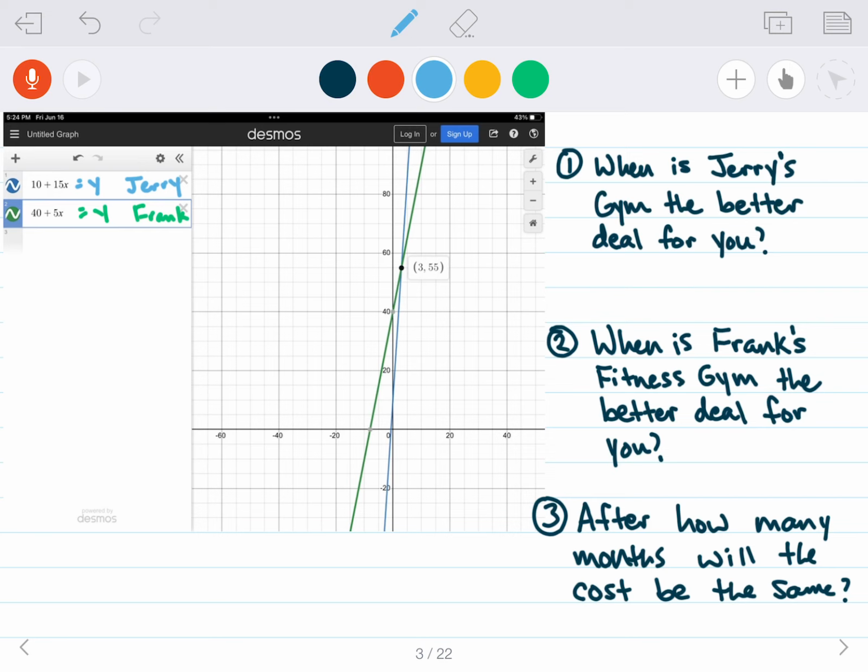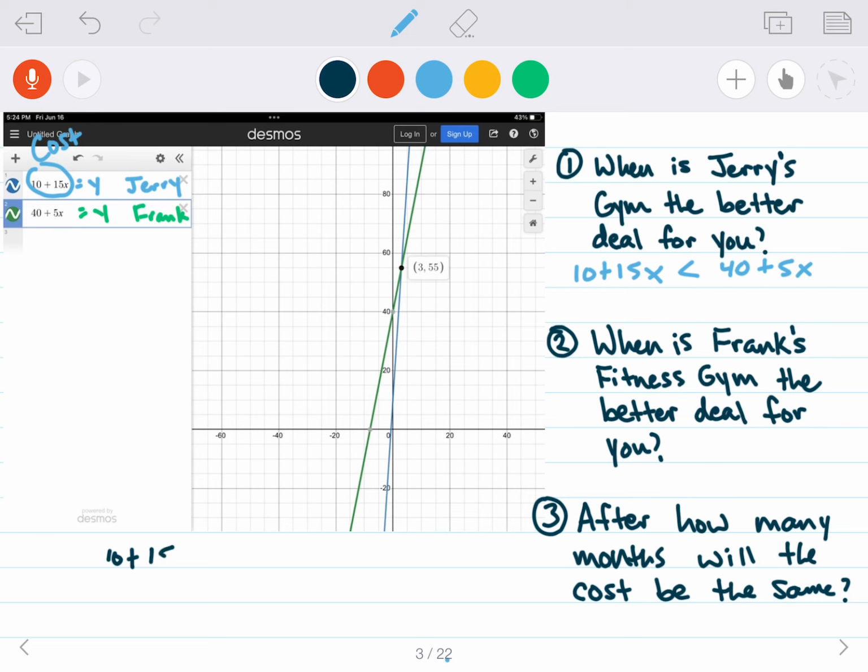So the way that we can set this up, the cost of Jerry's gym we just said was 10 plus 15x. That's the cost, it equals y. Y is the cost. So what we want to say is, when is the cost of Jerry's gym, 10 plus 15x, less than the cost of Frank's gym, which is 40 plus 5x? And I'm going to do this off to the side just to show you guys the math here.